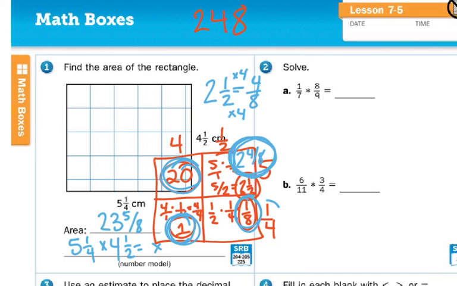So a lot going on in that one. Number 2, you're going to multiply, remember, straight across. 8 times 1 is 8. 7 times 9 is 63. B, 6 times 3 is 18. And 11 times 4 is 44.